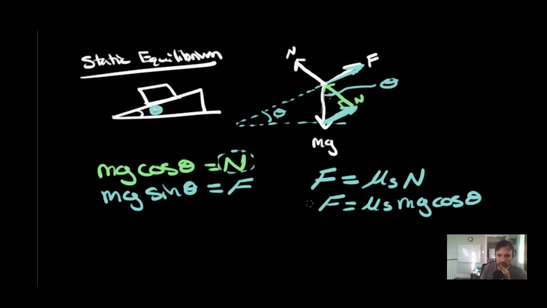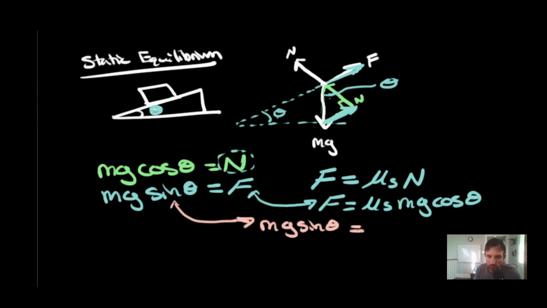But if you look, we have two equations for the same unknown. So now we can say, if we just combine these two, the mass times gravity times sine of theta, which came from right here, equals the coefficient of static friction times mass times gravity times cosine of theta, which came from right there.